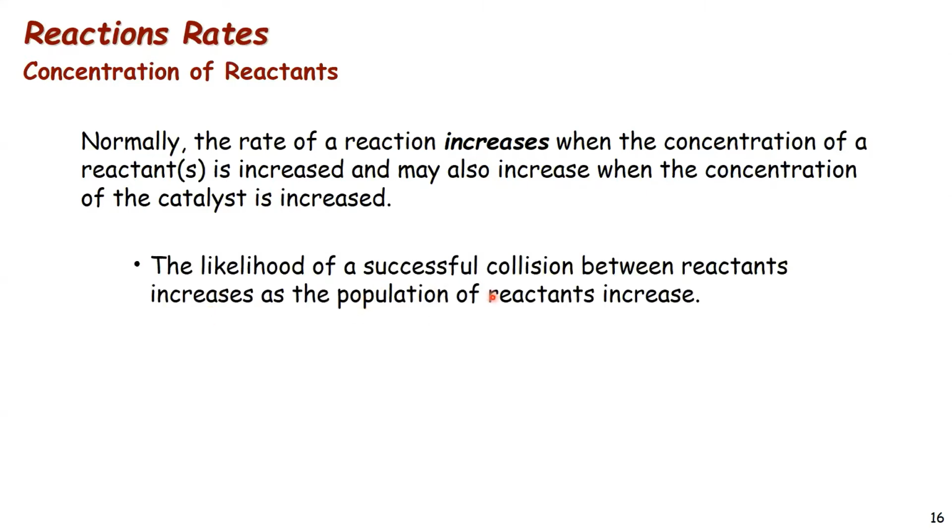Now the likelihood of a successful collision between reactants increases as the population of reactants increases, right? So, for example, I always use students in the classroom. If I have, let's say, just 4 students in the classroom, I blindfold them and tell them to randomly walk around the room, every once in a while they're going to bump into another student. But let's say I quadruple that. I go from 4 students to 16 students in the same room, in the same volume, blindfold them, and tell them to walk around randomly.